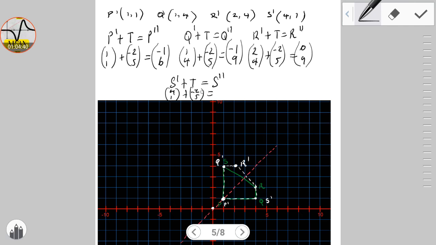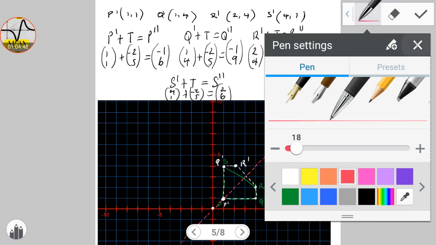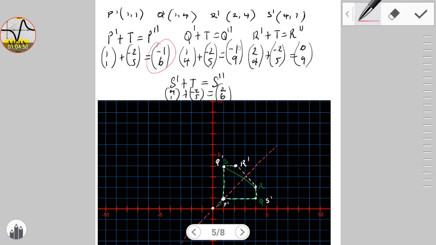That will then produce S double prime. So 4 plus minus 2 is 2, and 1 plus 5 is 6. So these now become our new points for the translation. After the translation, so we've just translated the image after the reflection. So we're translating the white diagram to another section of the graph.